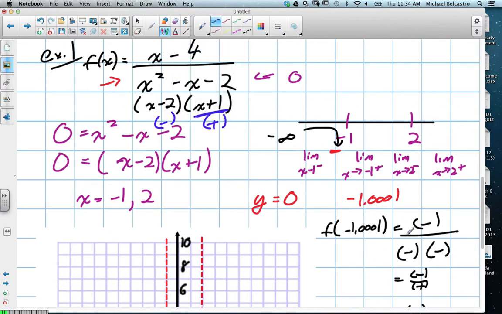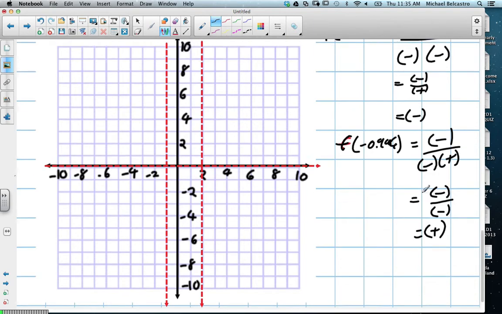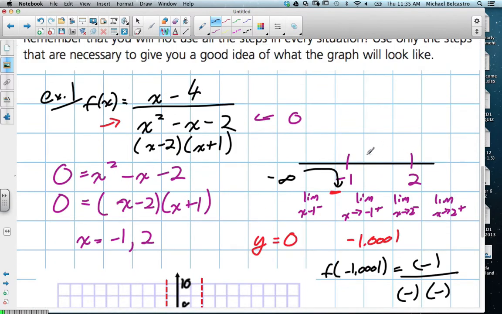So we'll write this information down. We have a negative over a negative times a positive. A negative times a positive is a negative. So what are we doing when approaching it from the right? We're heading towards positive infinity. So as this approaches negative 1, this is trending towards positive infinity.